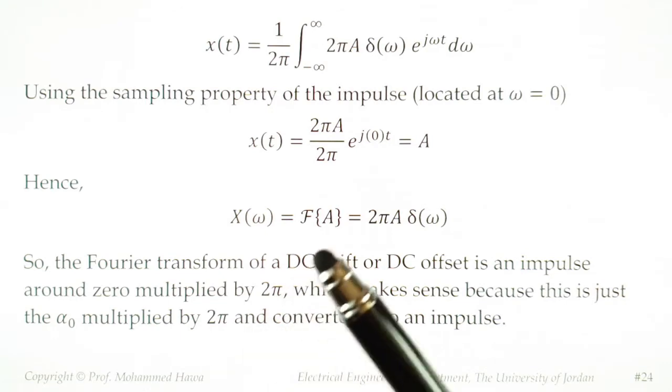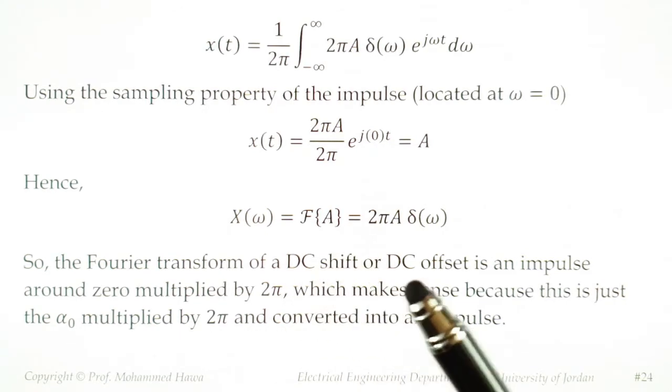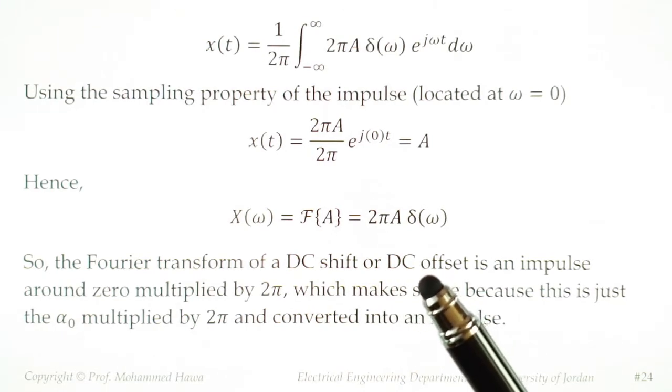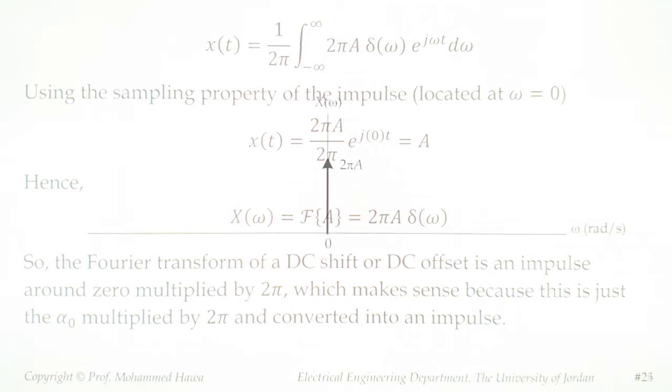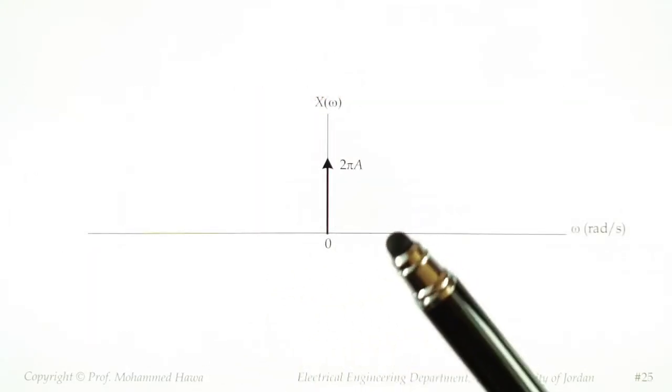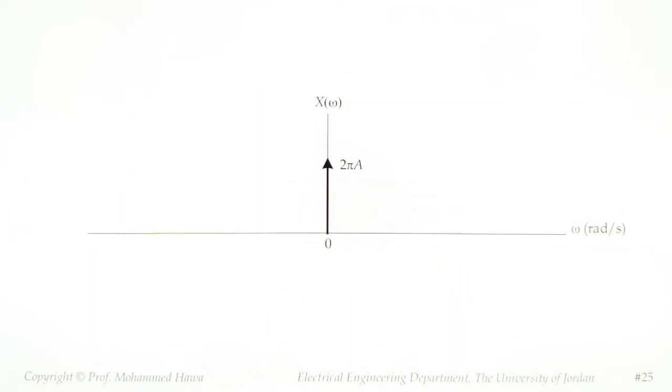So we proved that the Fourier transform of a constant, or a DC shift, or a DC value, or a DC offset, is actually an impulse, and that impulse is located at zero frequency, so long as you remember to multiply by 2 pi. This is what the Fourier transform X of omega looks like. Please remember, it's the Fourier transform for a constant.